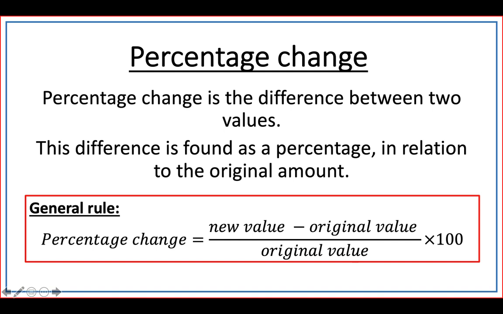So this is the general rule. Percentage change is equal to the new value, take away the original value, divided by the original value, and times by 100. Please make sure that you have this formula copied down into your book, as it's what you're going to be using to find the answers to your questions in today's lesson. So once again, percentage change is equal to the new value, take away the original value, divided by the original value, multiplied by 100. It's going to become a bit more apparent when we go through some examples.